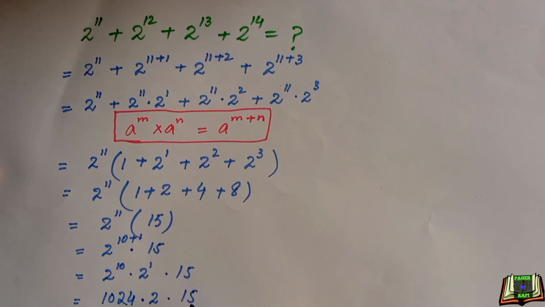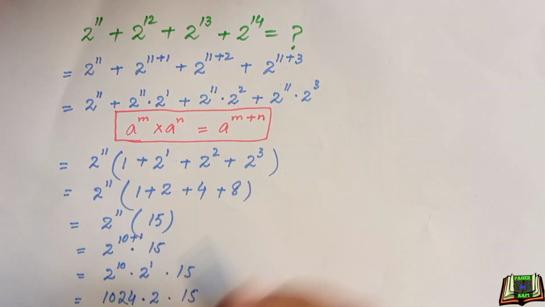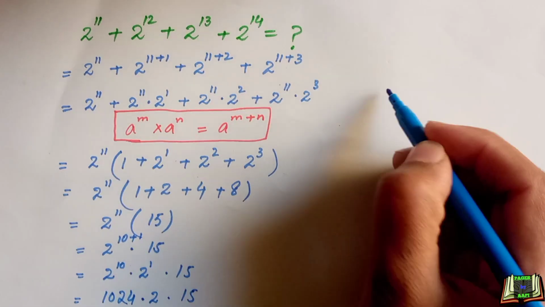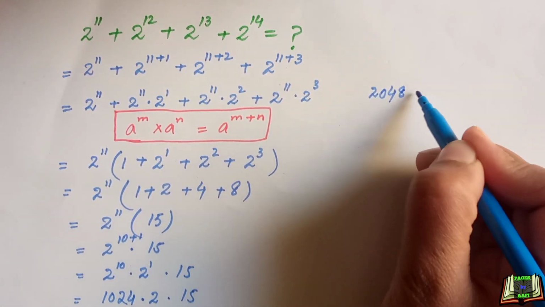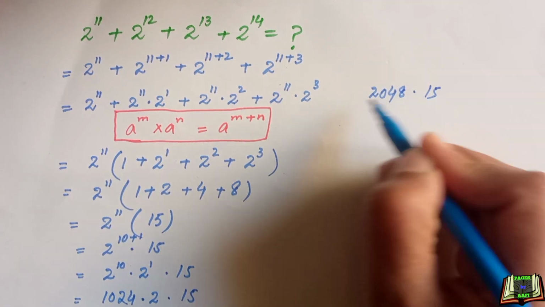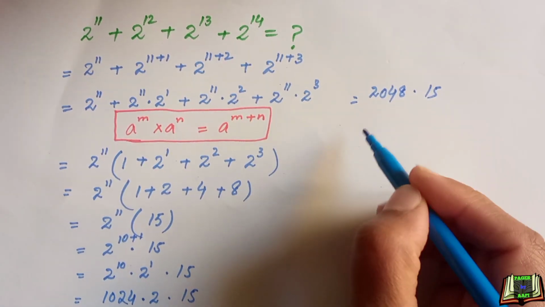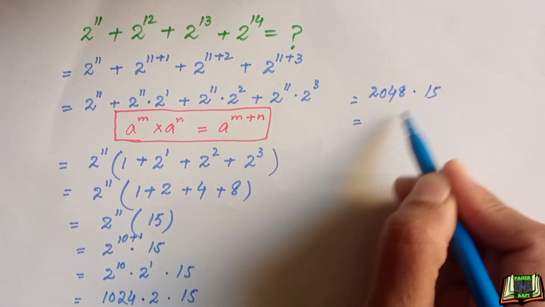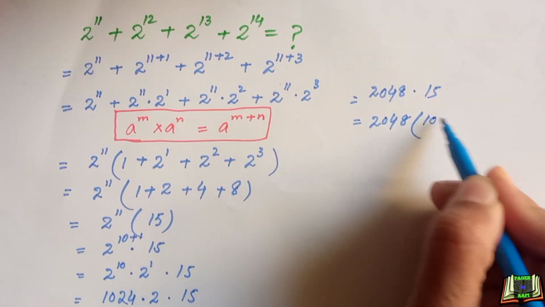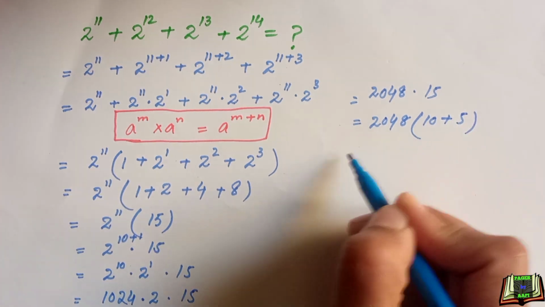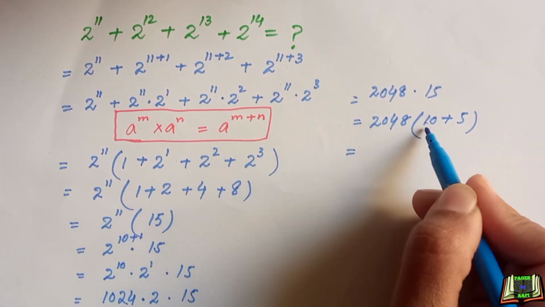Now we are going to do the rest of the part over this right hand side. 1024 times 2 is 2048, times 15, which is difficult to solve. So we are going to split 15 as 10 plus 5. And in the next step, we will multiply 2048 by 10 and 5.